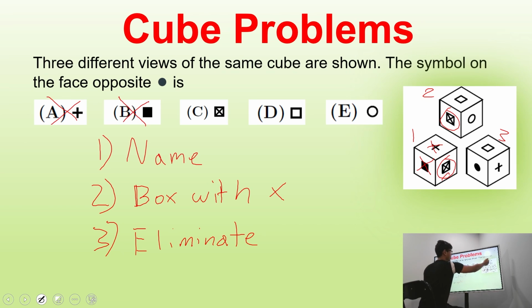If we look at our second cube, we can see that the square will not be a possible answer. So D is not possible. And we also see that E is not possible too. So all that leaves us with is that the opposite of C has to be our circle. That means our circle is the opposite of C.